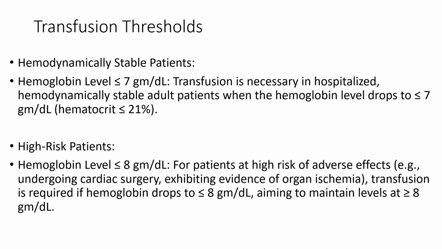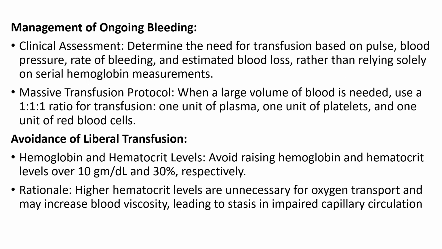Transfusion threshold: if the patient is hemodynamically unstable and HB is low, then there is no doubt. But if the patient is hemodynamically stable, and the patient's HB is less than 7, then that is an indication for blood transfusion. In high risk patients, when there is underlying sepsis, organ failure, and the patient is going for any kind of surgery, even HB less than 8 milligram per deciliter is an indication for blood transfusion.